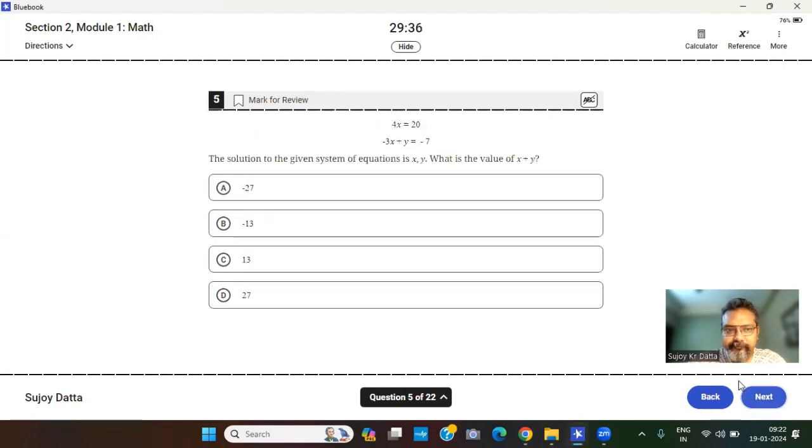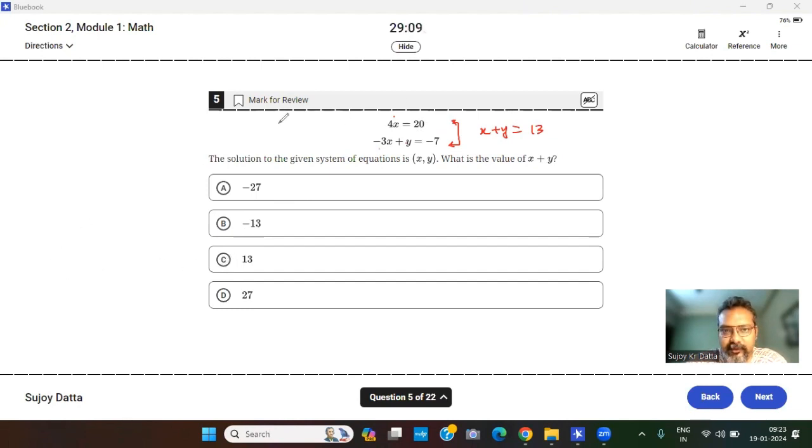All right. Next. Here we have to solve these two. You have to find x plus y. Now, the typical approach is you solve for x, plug in, you get y, and then add x plus y. But do you realize that if you were to just simply add up these two equations, see what happens? 4x and minus 3x, if you add, you get x. The y remains. 20 minus 17 is 13. You solved. So the answer is C.